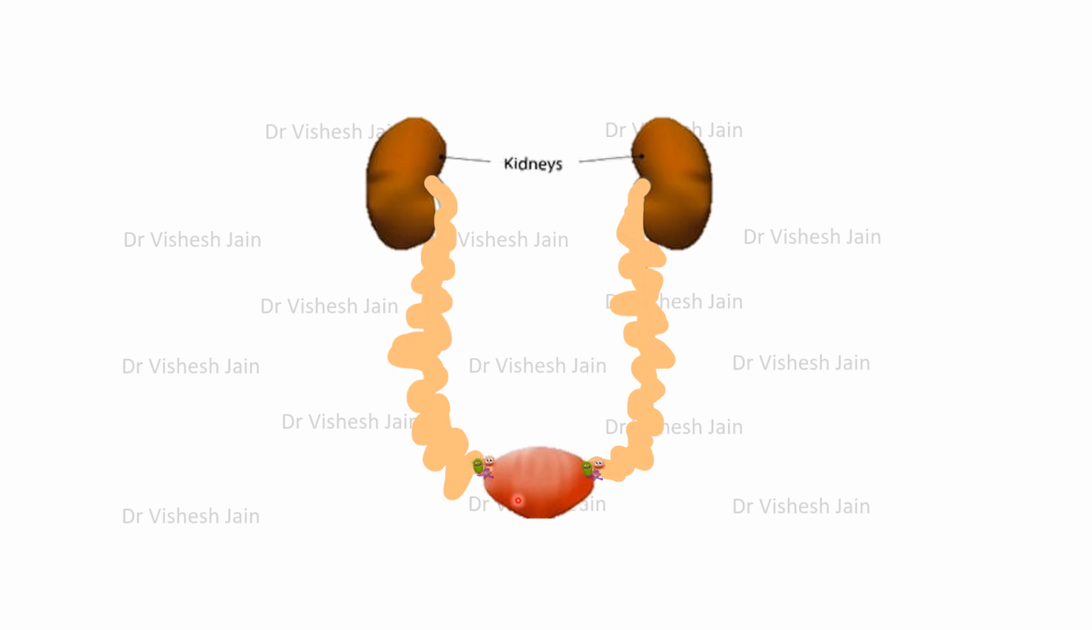So the bacteria can now pass from the bladder into the ureters and then damage the kidneys. They can cause infection in the kidneys, which is called pyelonephritis, a severe form of urinary tract infection, and this infection can then permanently damage the kidney, leaving scars on the kidney.